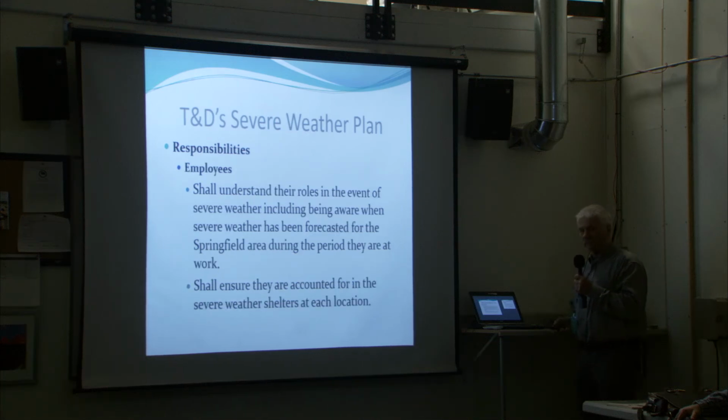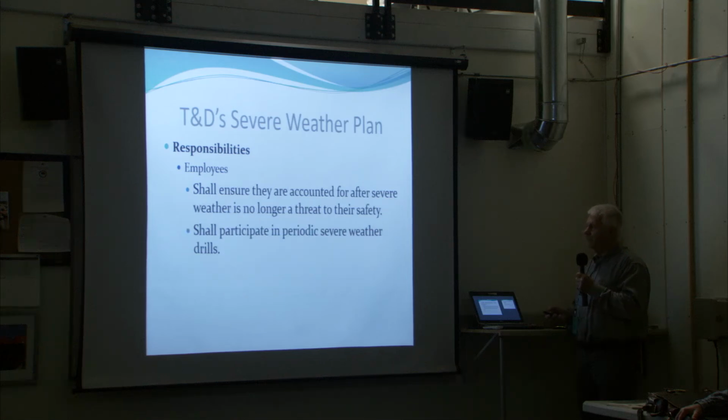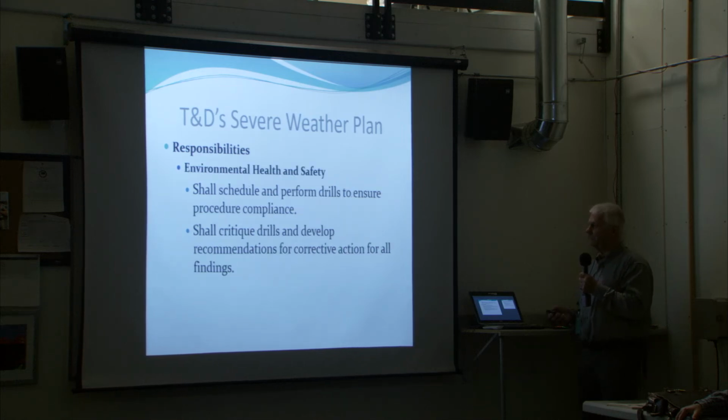The responsibilities of the employees are to understand their roles in the event of severe weather, including being aware of severe weather. When severe weather has been forecasted for the Springfield area during the period they are at work, they shall ensure they are accounted for in the severe weather shelter at each location. They shall remain in the shelter until all clear has been issued unless otherwise instructed by supervision. They shall identify nearby potential weather shelters to use in the event they will be working away from their base location. They shall ensure that they are accounted for after severe weather is no longer a threat to their safety, and shall participate in periodic severe weather drills.